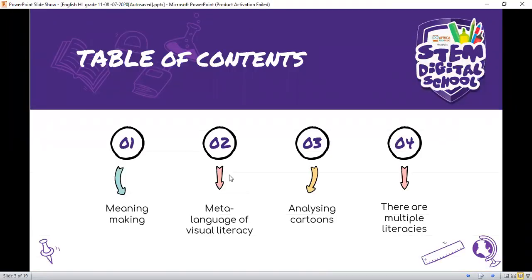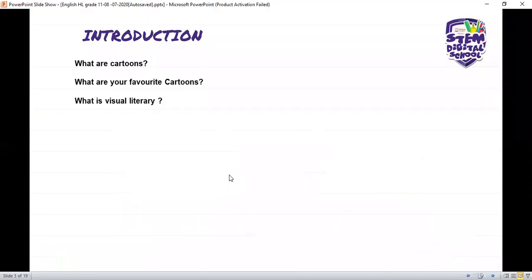So yes, from just understanding what visual literacy and cartoons are, to understanding the meta language with which we'll be able to analyze cartoons. And then once we're equipped with that, we'll be going to analyzing cartoons. And that would also allow us to understand that there are indeed multiple literacies.